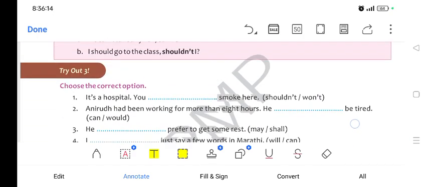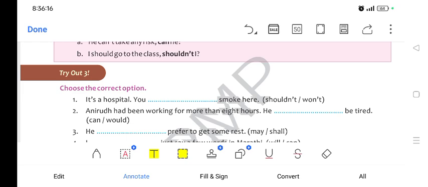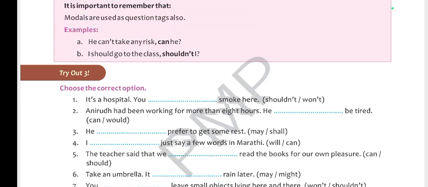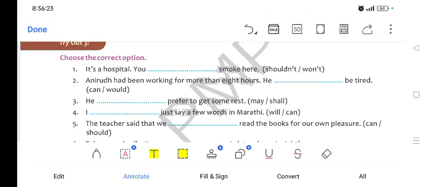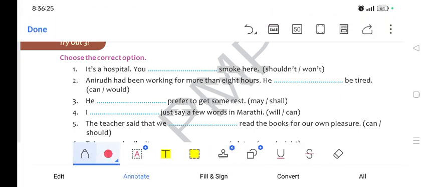Now, let's solve tryout 3. Choose the correct option. So, just find out the correct option. Options are being given in the brackets. It's a hospital. You should not smoke here. Anirudh had been working for more than 8 hours. He would be tired. He may prefer to get some rest.